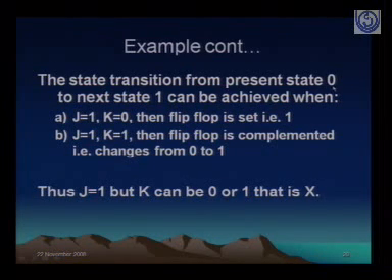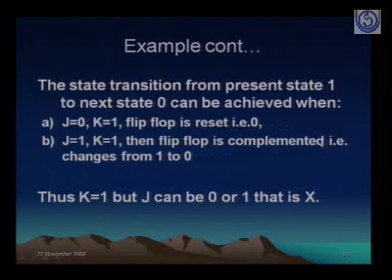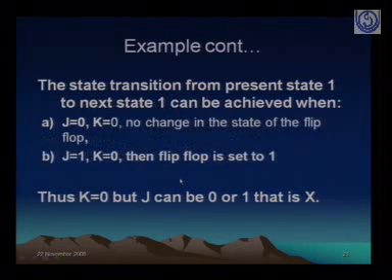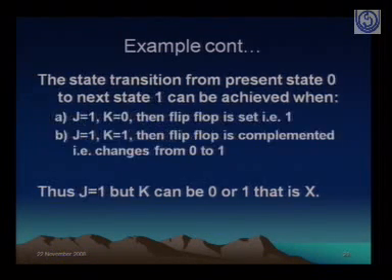On the other hand, if it was in state 0 and I apply j equals 1 and k equals 1, the flip-flop will be complemented and we will move from 0 to 1. Why? Because it's a complement. So we want to complement the flip-flop, and that will happen. This is the way. The flip-flop will be complemented. Thus, the value of j has to be 1 and the k does not matter. So that is don't care, and that is x. So you can see that this particular thing we will be able to achieve.